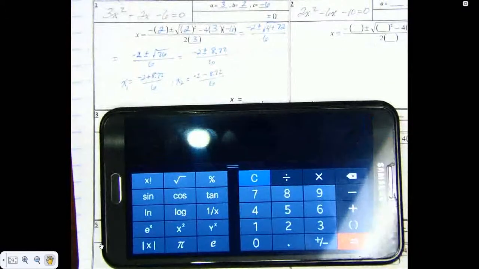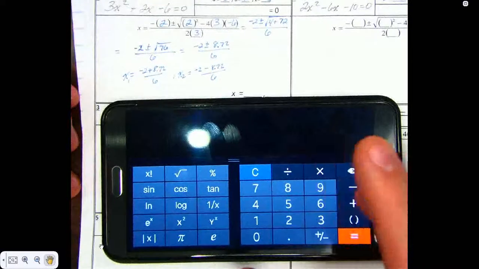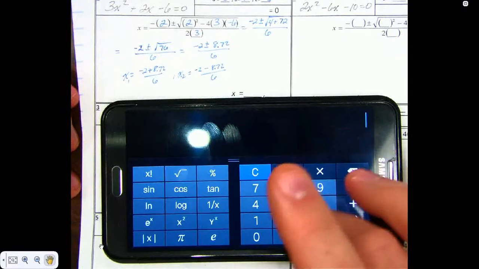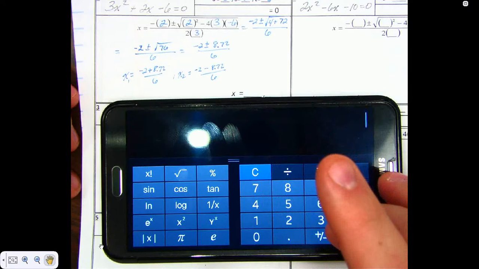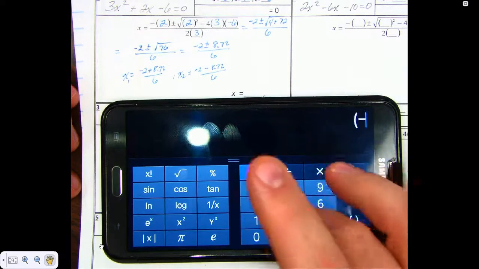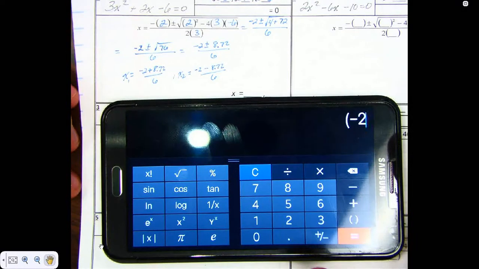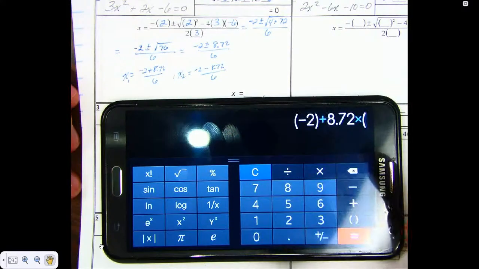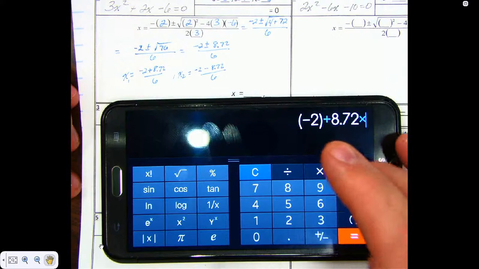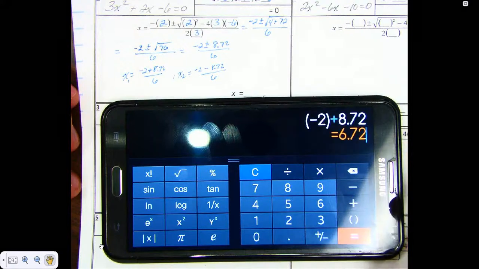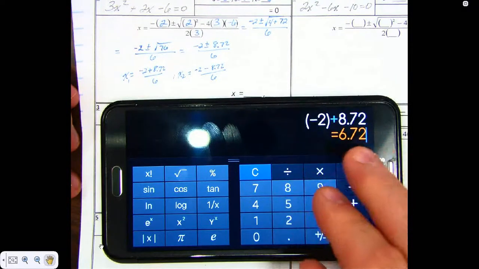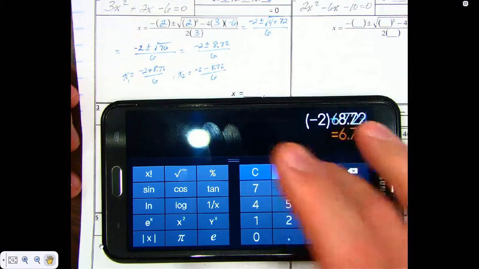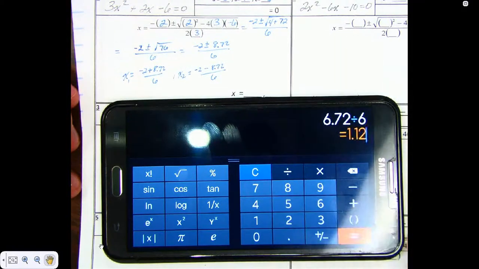Zoom out, I guess, so you can see the calculator. So what do we got here? I'll do the first one. So I'm going to put negative, there's negative 2, what? Plus 8.72, and then I close my parentheses. I'm going to press equals. See how I added those two up? And then what am I going to press? Divided by what? 6. 1.12.